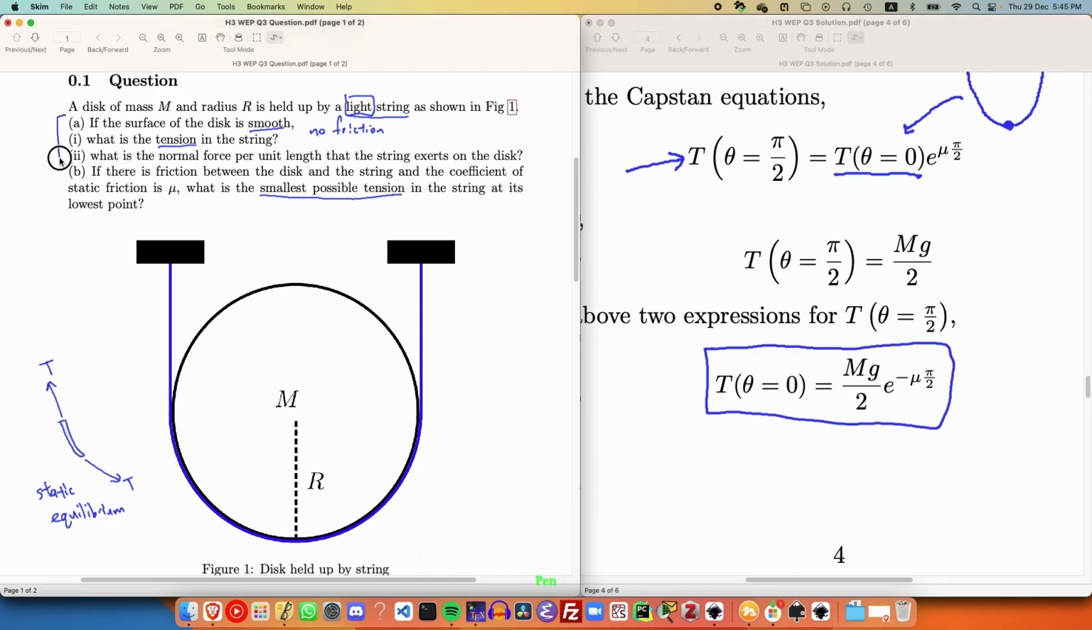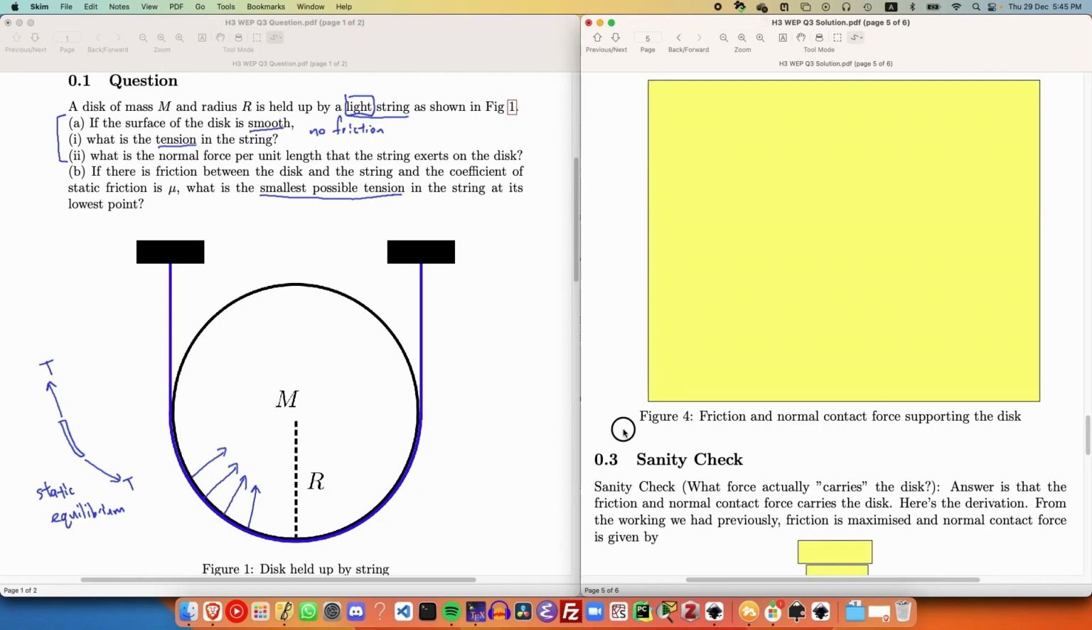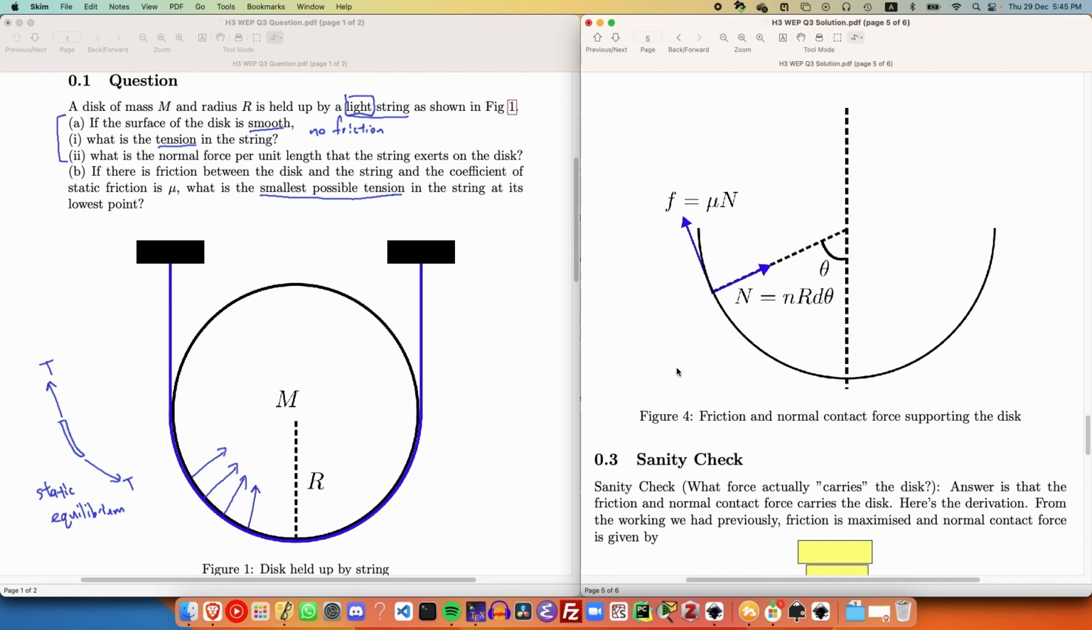Now remember, I had two methods for part A, part 2, and one of them involved integrating the normal contact force along the semicircle and equating it to the weight of this cylinder. We try to replicate that method for part B. Let's try that right now. So it looks something like that. And basically now, instead of just the normal contact force providing the lift required to lift the mass, we actually have the friction coming along to help out.